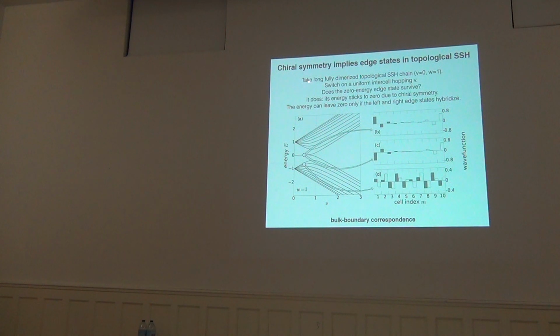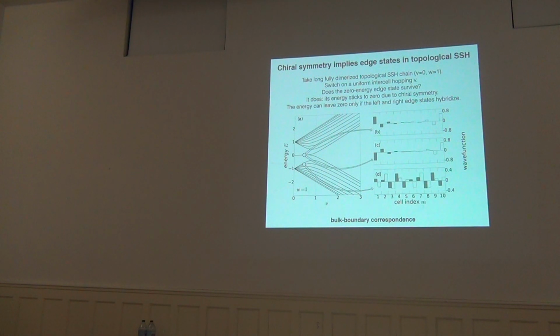So for the sake of the argument, let's take again this fully dimerized limit as a starting point. So I take a long fully dimerized topological SSH chain. Intra-cell hopping 0, inter-cell hopping is 1. And now I switch on a uniform intra-cell hopping V. So I don't introduce disorder yet. I just switch on a uniform intra-cell hopping V. Does the 0 energy edge state survive? So I have an edge state on the left end, and I have an edge state on the right end. Do they survive? And the answer is yes, they do survive.